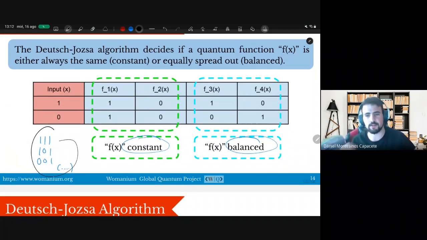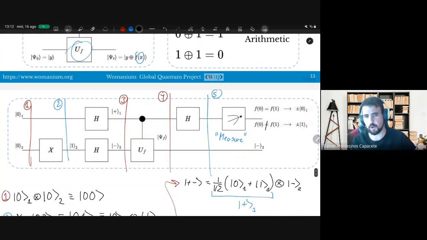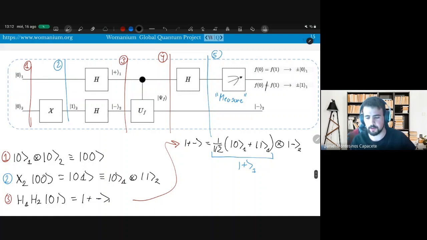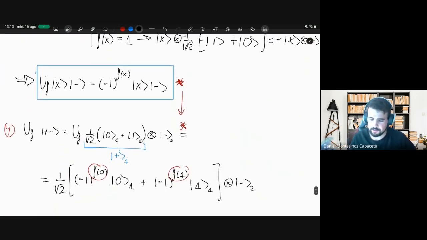And for the classical case, you will need more calls, and you will need to be probing with more calls in order to know if the function is constant or balanced. But in the quantum case, you will always need just one call to this operator. If you have more bits, you will need to add more qubits here, right? But the circuit idea is more or less the same. So I hope that's more or less clear.